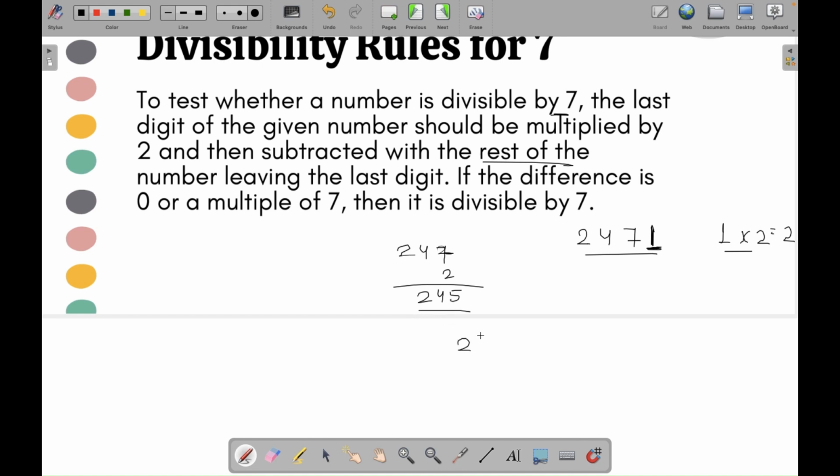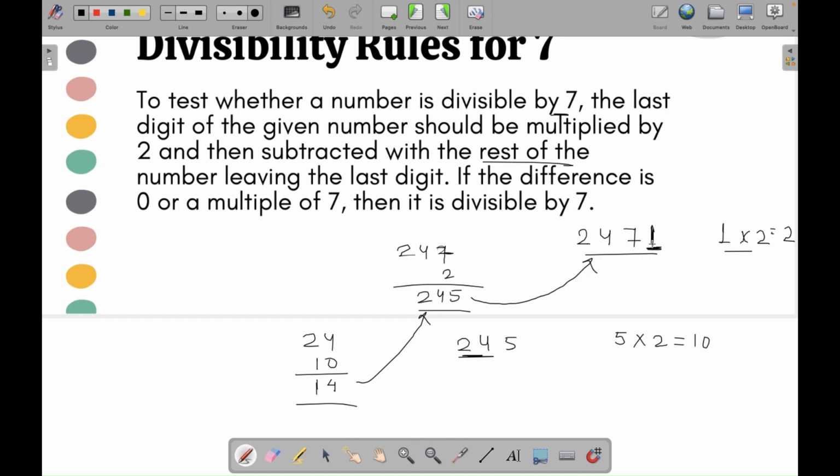So 245, right? Multiply this with 2. So 5 times 2, which is 10. Then subtract this from 24. So 24 minus 10, which is 14. Right? So 14 is divisible by 7, which means 245 is also divisible by 7. And 245 is divisible by 7, which means 2471 is also divisible by 7.